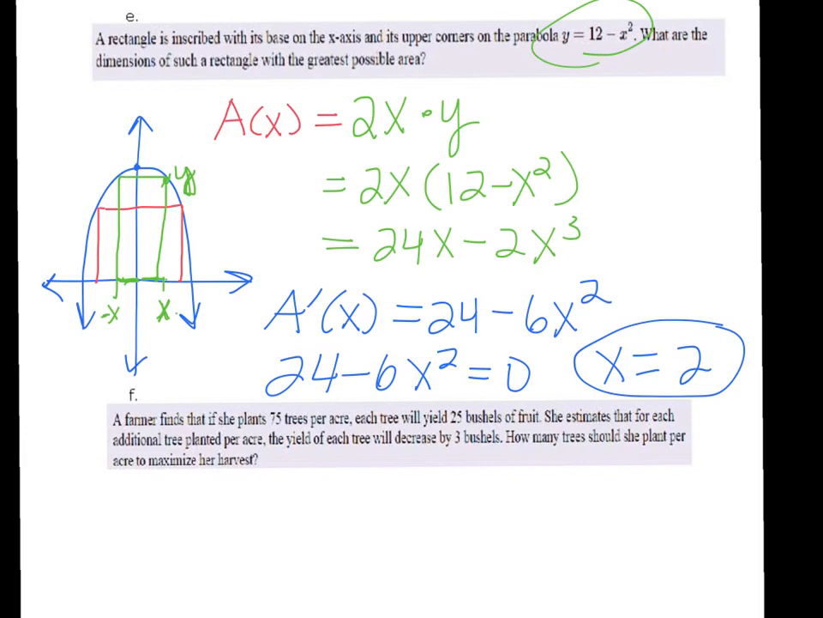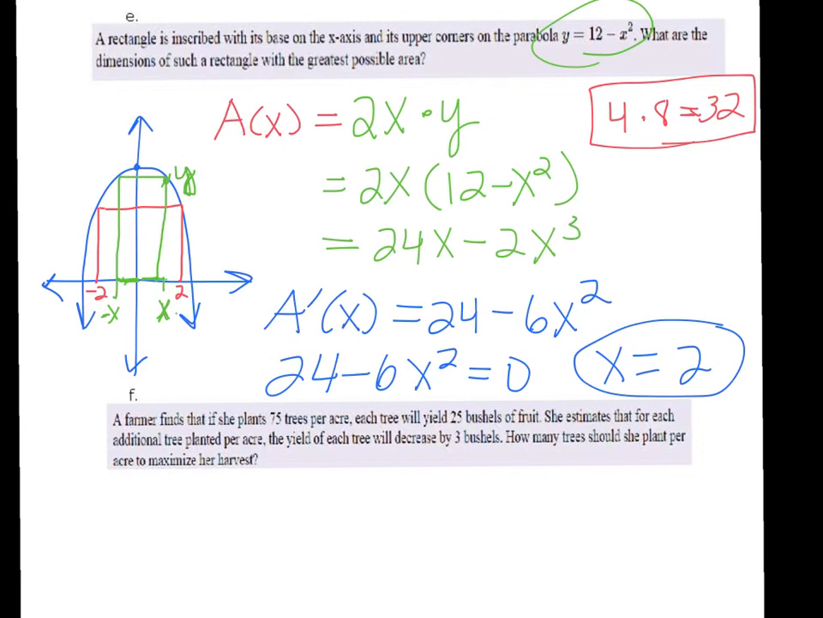So 2 is probably closer to the red one, 2 and negative 2. So the total width is 4, and the height would be 12 minus 2 squared, which is 8. So it'd be 4 times 8, which gives us an area of 32. So that's the maximum area that we can get for that particular one.